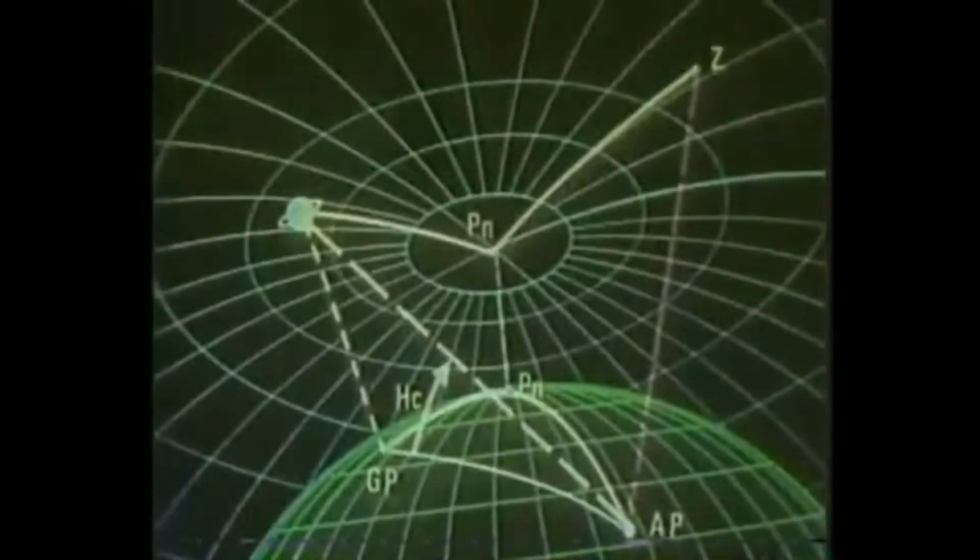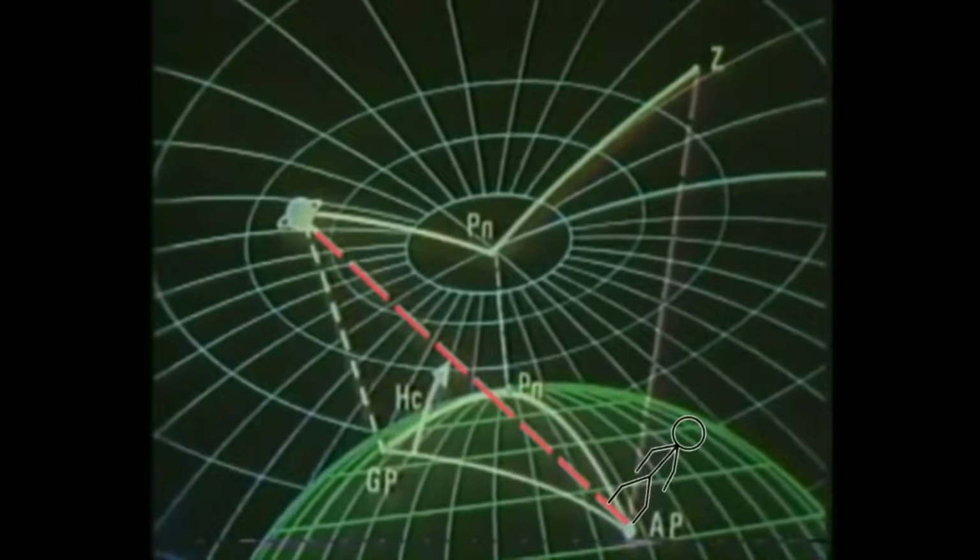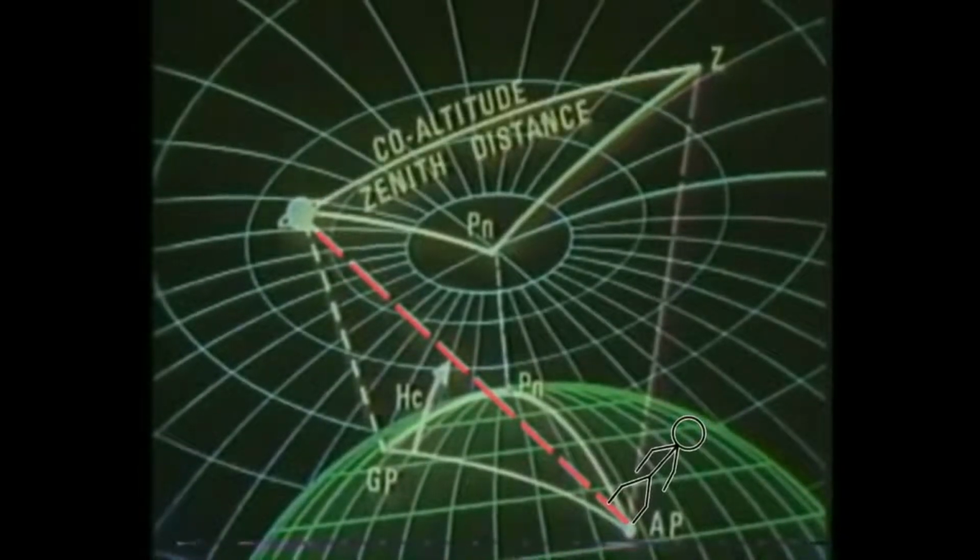With these three factors, you can turn to your HO249 sight reduction tables to find two important factors. First, the computed altitude, called HC, from your assumed position to the celestial body. HC is the altitude you would observe with your sextant if you were actually at your assumed position. When you have HC, you can compute the co-altitude, or zenith distance.